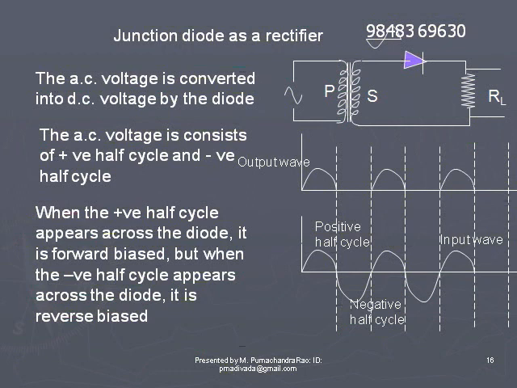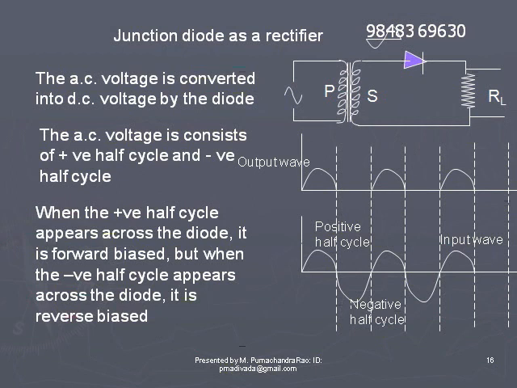When the diode is forward biased, a current flows in the diode, but this voltage is not a constant voltage, it is a varying voltage. So this voltage rises to a maximum and comes to zero. So a pulsating current is created, a current which grows to a maximum value and then comes to zero. Such a current is produced whenever the positive half cycle appears across the diode.